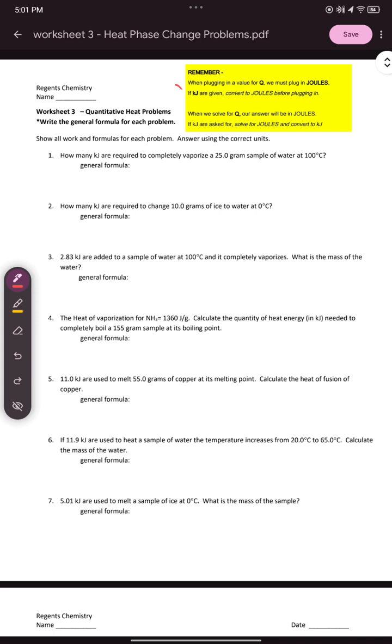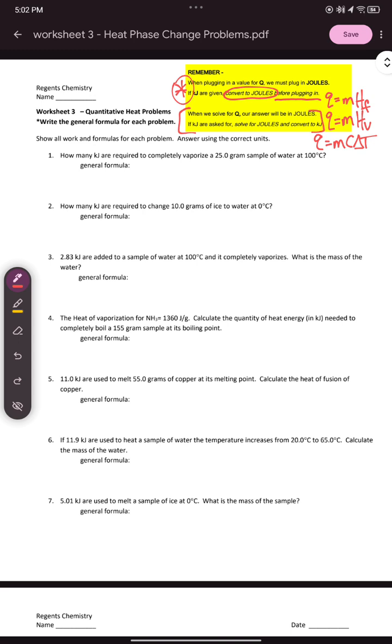Now, one of the most important things to keep in mind is this right here. Convert to joules before plugging into the equation. Now, that is any of our equations. Our equations are for fusion, for vaporization, and then for specific heat. Before we use any of these, convert to joules. All right. When we solve, the answer must be in joules. Make sure you don't forget to do that.